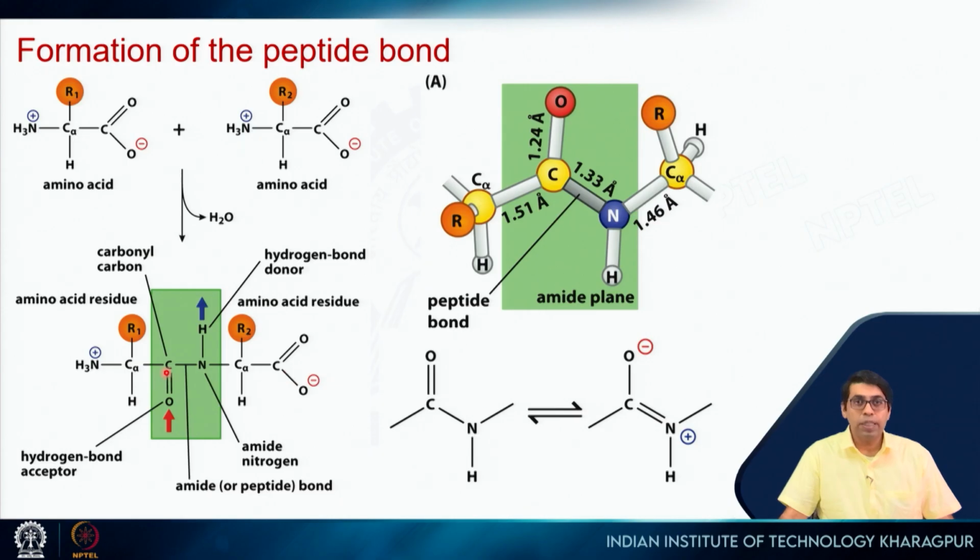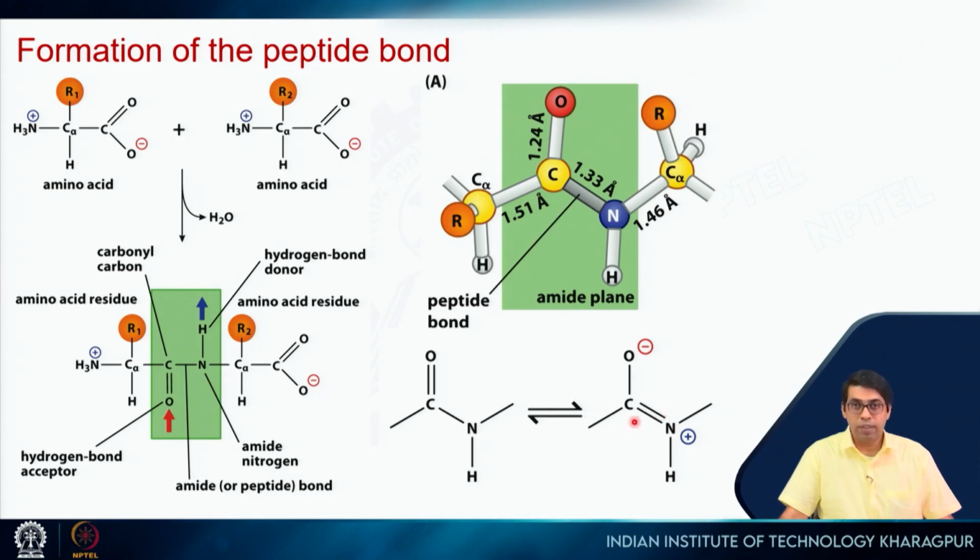Now if we focus on this peptide bond, it turns out that it can have partial double bond character, because the lone pair of electrons on this nitrogen can go here, and this can open up, resulting in a partial positive charge here and a negative charge here and a double bond here.